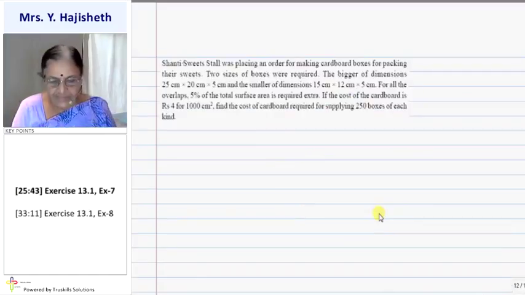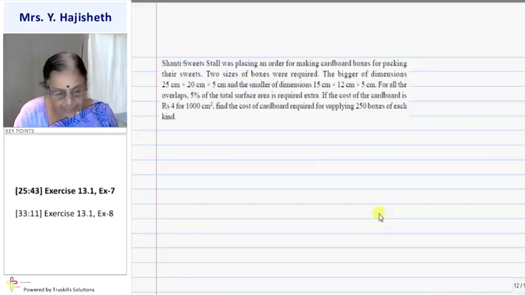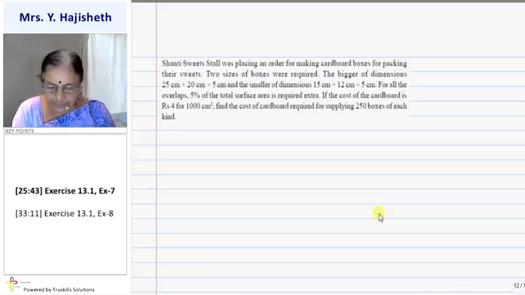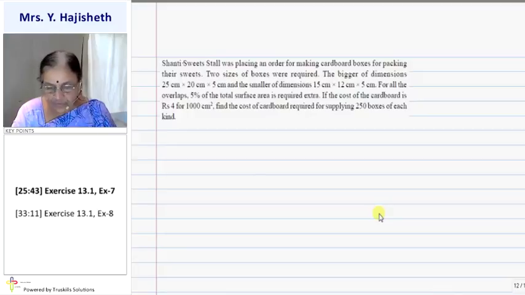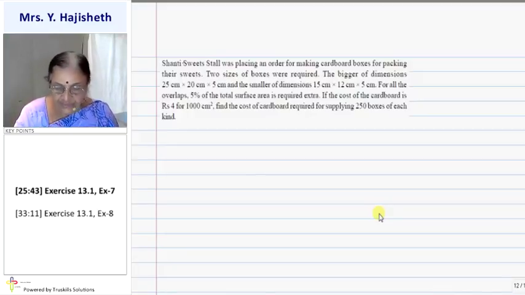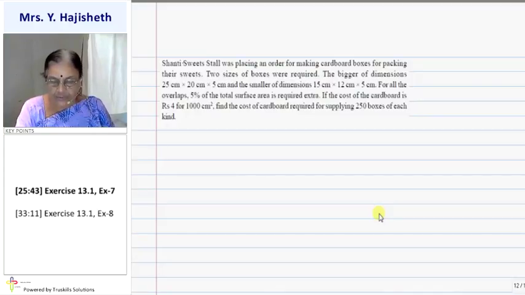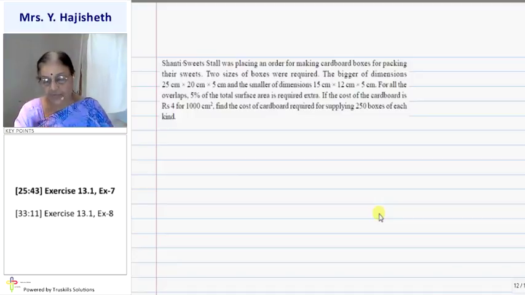Clear? Santi Sweet Stall was placing an order for making cardboard boxes for packing their sweets. Two sizes of boxes were required. The bigger with dimension 25 cm by 20 cm by 5 cm, and the smaller one of dimension 15 cm by 12 cm by 5 cm. 5% of the total surface area is required extra. Why? For all the overlaps. And if the cost of cardboard is rupees 4 for 1000 centimeter cube, find the cost of cardboard required for supplying 250 boxes of each kind. Clear? Sum is too big.